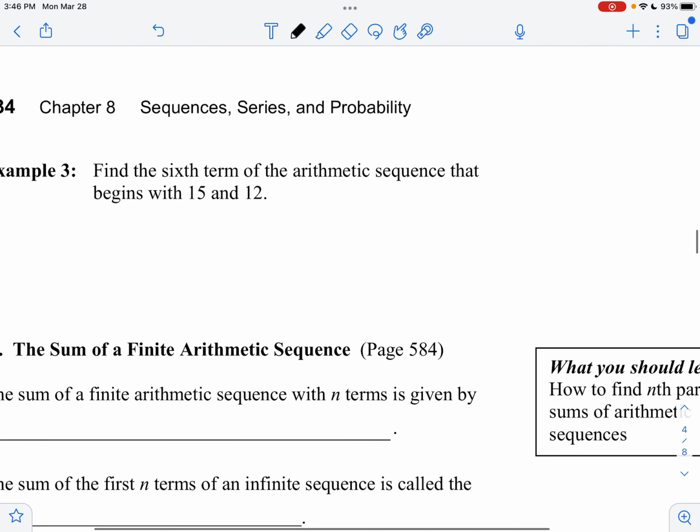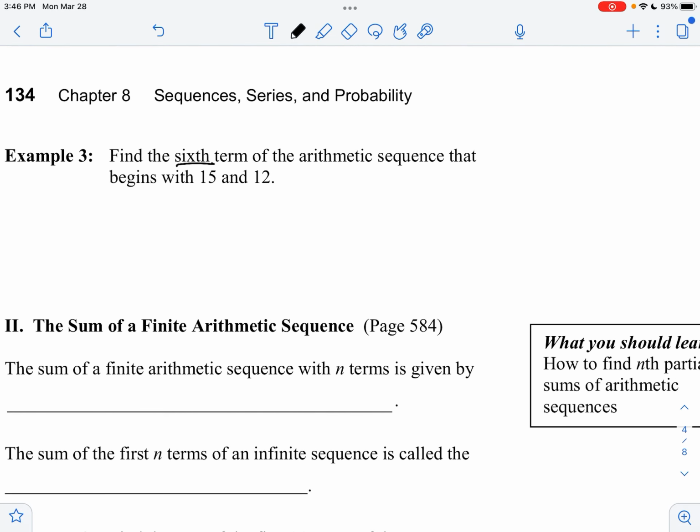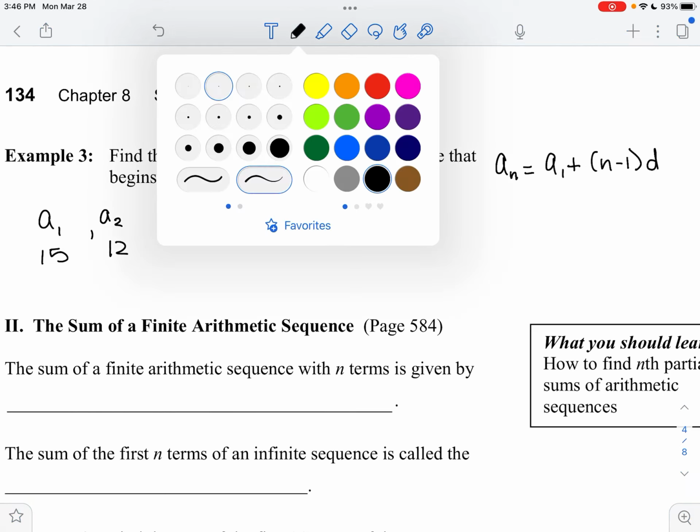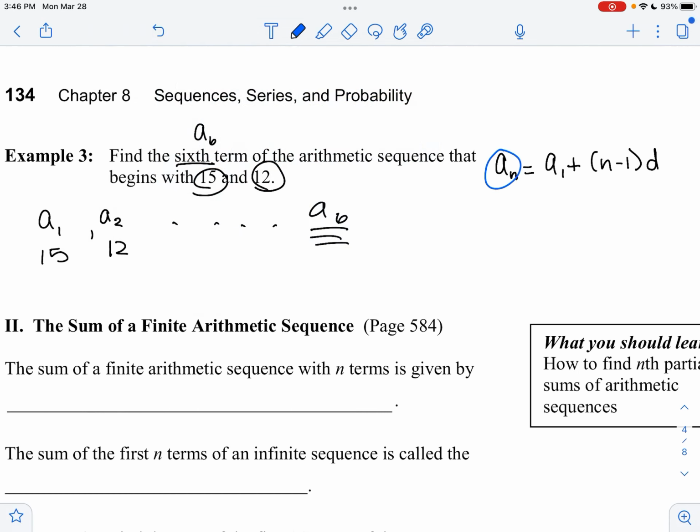Okay, let's go to example number 3. It says find the sixth term, or a sub 6, of the arithmetic sequence that begins with 15 and 12. So my first term is 15, my next term is 12, and they want us to find the sixth term. Keep in mind, any nth term of an arithmetic sequence is the first term plus n minus 1 times d. So first things first, let's write our nth term. We know our first term is 15. We can plug that in here, plus n minus 1, I don't know what n is yet, we will find it pretty soon.